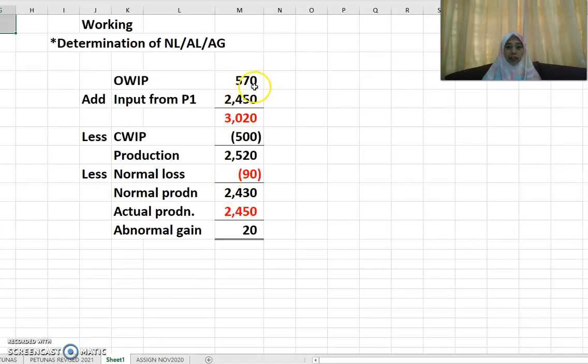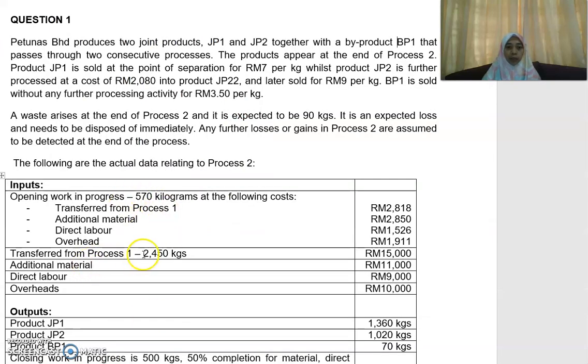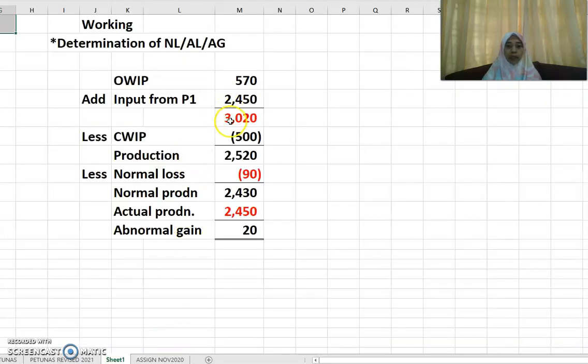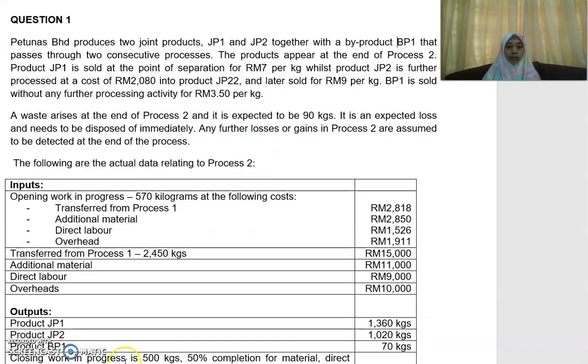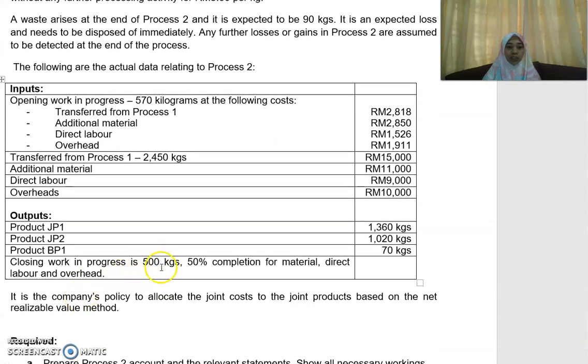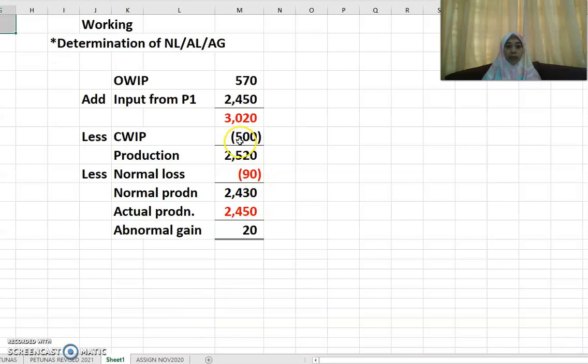So 570 kilograms, and then the input that you have is 2,450 from the question. You are given the input from process 1, because now we are in process 2, which is 2,450. And then less your closing WIP, also given in the question. Your closing WIP is 500 kilograms, so minus your 500, you get your production as 2,550. Then work out your normal loss.